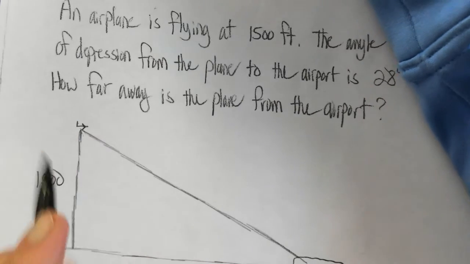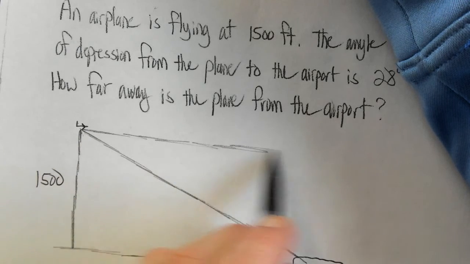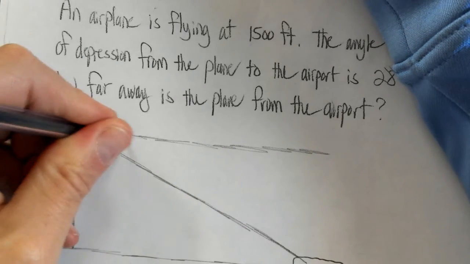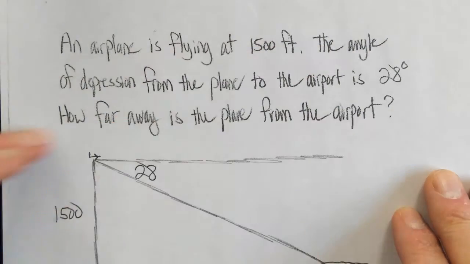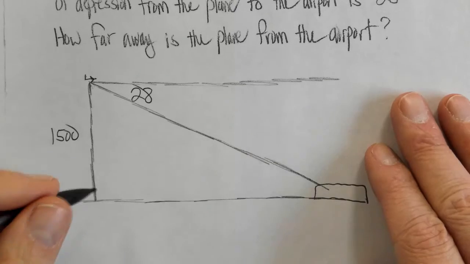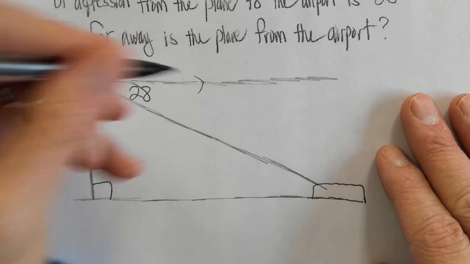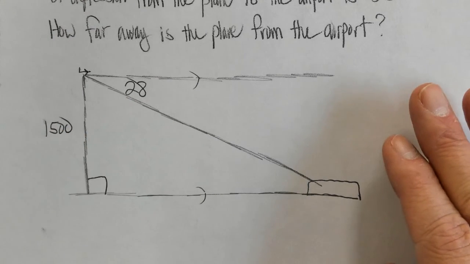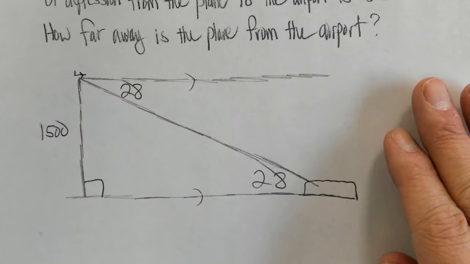Is 28 degrees. So again, I'll have to draw in this horizontal line and put my 28 right here because it's the angle of depression from the horizontal side of the plane down to the airport. So you've got to make sure you're putting those in the right place. Right angle right here, by the way. And just like we had last time, this horizontal and the horizontal of the ground are parallel. So these are alternate interior angles. So this would be 28 degrees.